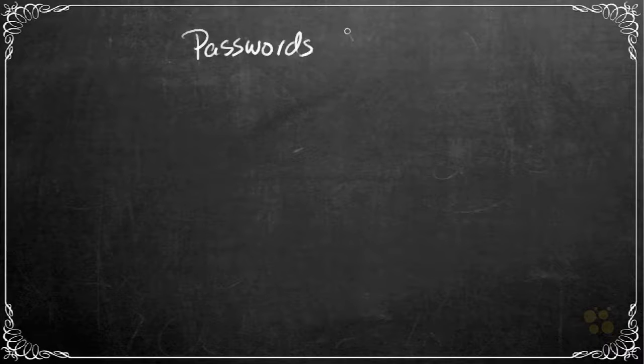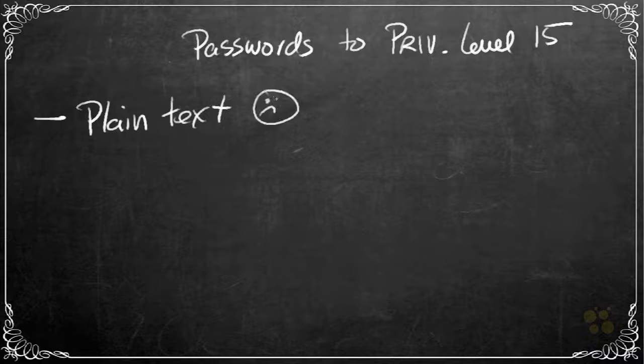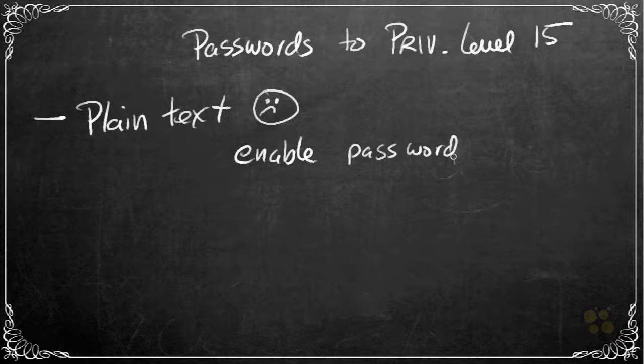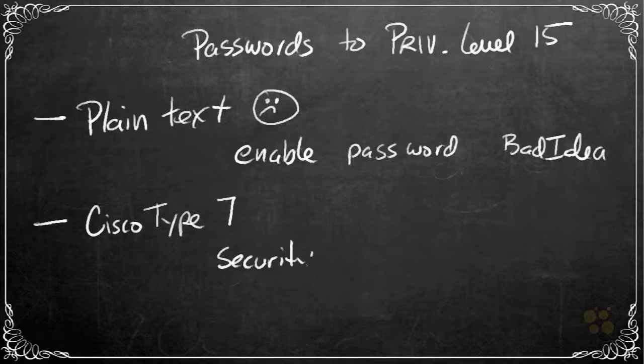If we're going to store passwords that would get a user from privilege level 1, user mode, to privilege level 15, privilege mode, we could use a plain text password, which is a really bad idea, and that's using the command enable password and then the password we want to use. And if that's the only password specified to get into privilege mode, it will work. Now, unfortunately, that password is saved in the configuration as plain text. So anybody reviewing the configs can see exactly what the password is, which is not a great idea.